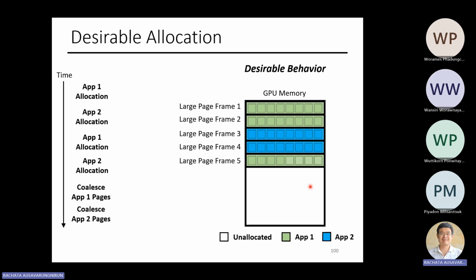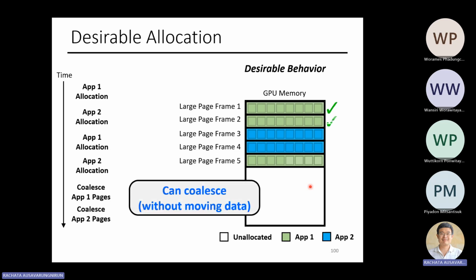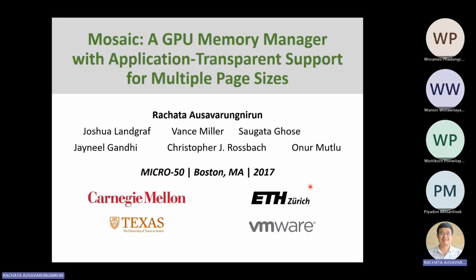But the problem is, the devil is always in the details. How do I enable this, right? So in our paper, we have a way to figure out how to coalesce them without moving the data. The paper is called Mosaic, proposed in 2017 at MICRO 50. If you're interested, it's also on the reading list. If you want, you can check the paper out.